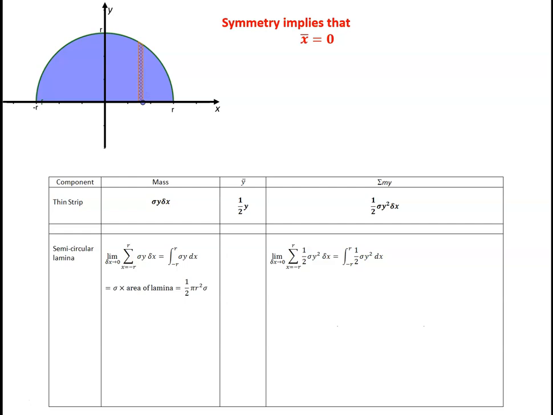Now we can actually make some progress with this term, because we know that y is the square root of r squared minus x squared. So y squared is equal to r squared minus x squared. Since sigma is a constant and a half is a constant, I can pull out the half sigma. So I've got a half sigma times the integral from minus r up to r of r squared minus x squared.